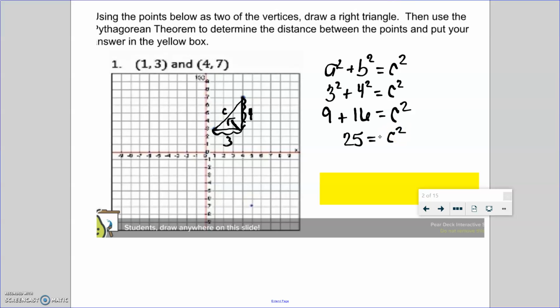And then we want to get c by itself. So we're going to do the opposite of squaring, which is to find the square root. And the square root of 25 is 5. So c is equal to 5. So the distance from (1, 3) to (4, 7) is 5 units.